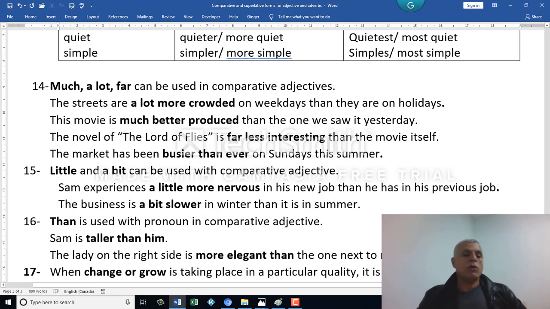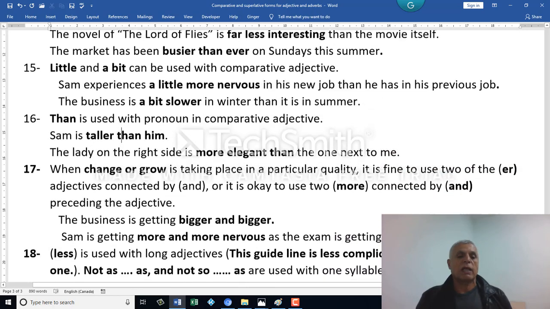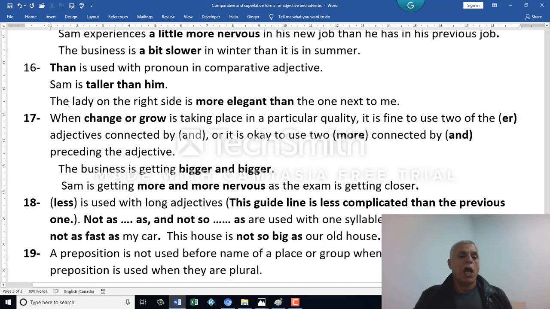Okay, sometimes we use than. It's used with a pronoun in a comparative adjective. For example, Sam is taller than him. We use than him as comparing between two people. The lady on the right side is more elegant than the one next to me.